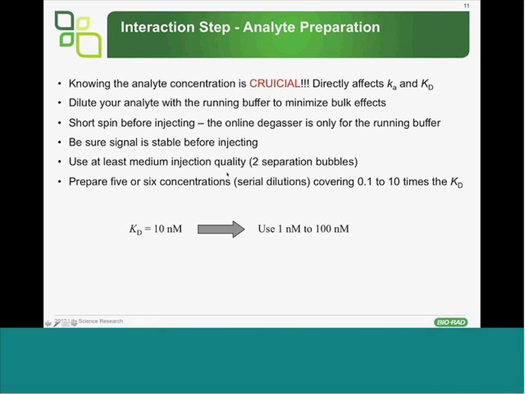And one is using two separation bubbles and preparing 5 to 6 concentrations and a zero dilution, and the dilutions should cover the range of the Kd. What we want is a dilution series that is on both sides of the Kd. So for example, if our expected or estimated Kd is 10 nanomolar, then if I have analyte in the range of 1 to 100 nanomolar, we are in good condition to get a good binding curve, and also to get good mass action binding.